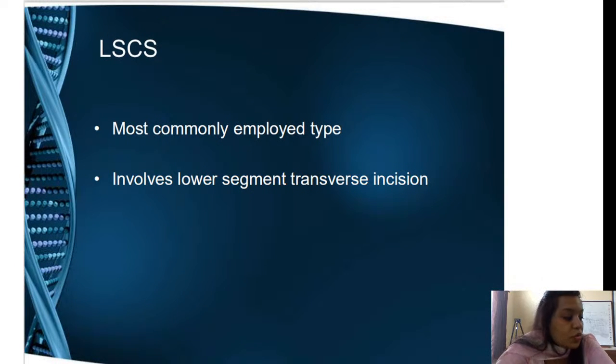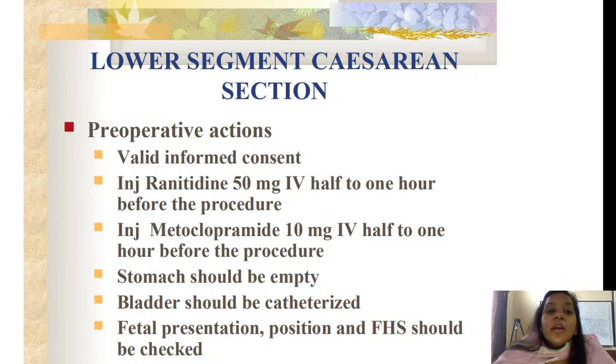So briefly, the most commonly employed type is LSCS, lower segment Caesarean section. It is what we are most commonly doing. It involves a lower segment transverse incision rather than a vertical incision. What is lower segment Caesarean section? Preoperative actions: valid informed consent.